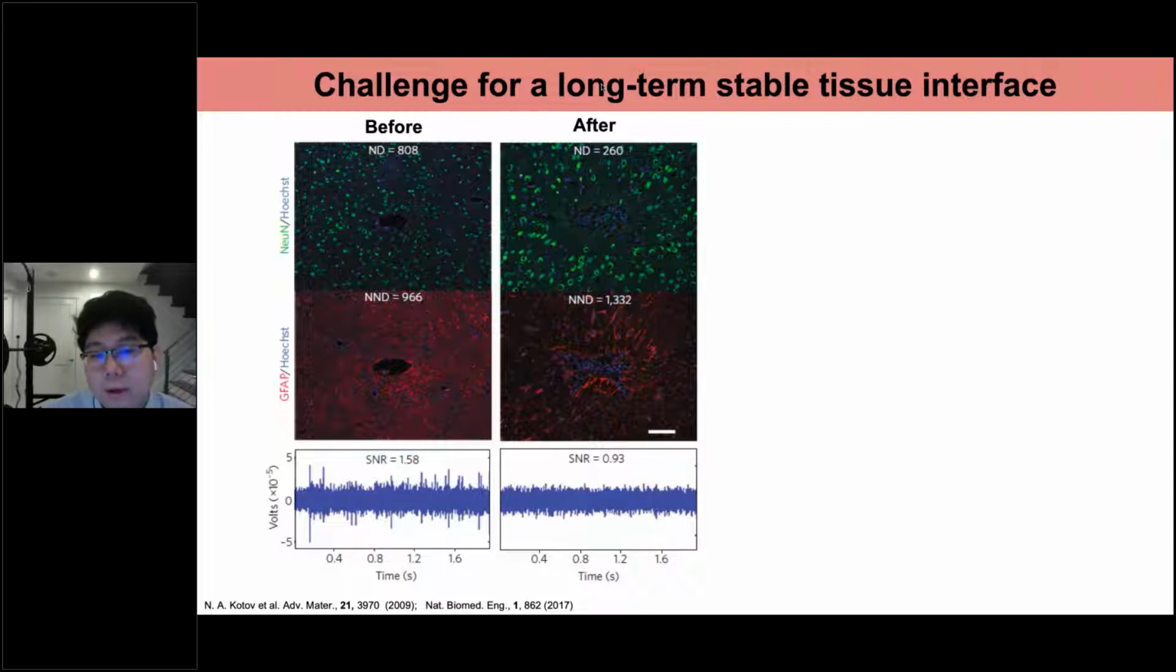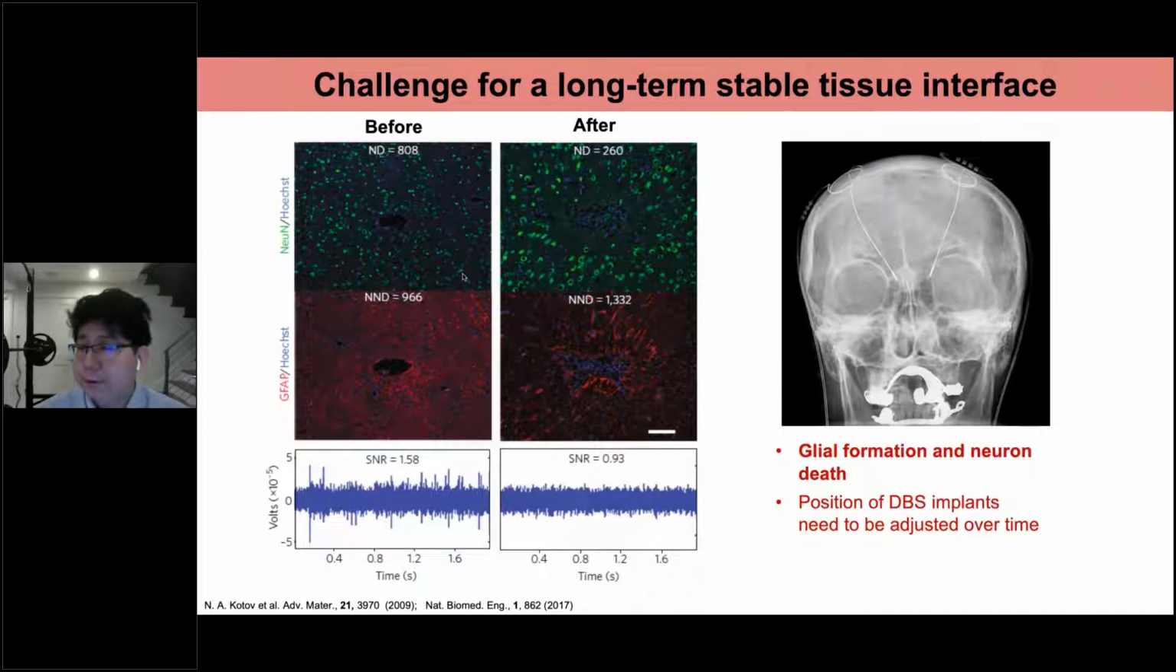And the red color labels the astrocytes, one type of immune cell. You can see that over time, there's a proliferation of those immune cells around this implanted probe, further isolating them from the neuron. So you will quickly lose those single unit action potentials that you can record at the very beginning. And for the patient with a deep brain stimulator implanted, every couple of months or a year, you need to relocate the stimulators to find the healthy neuron to do the effective stimulation.